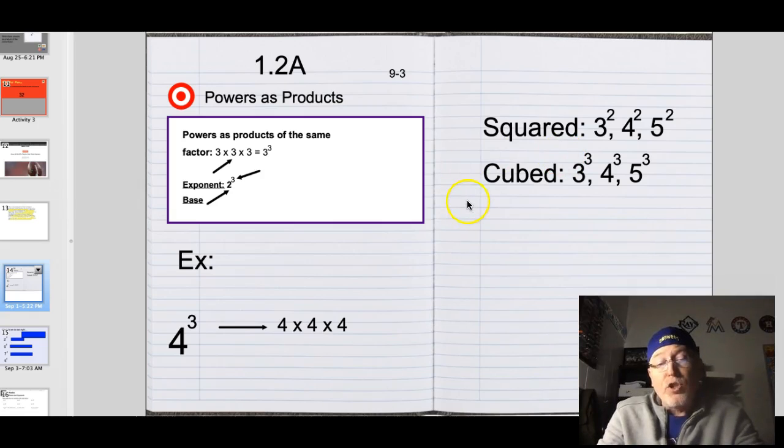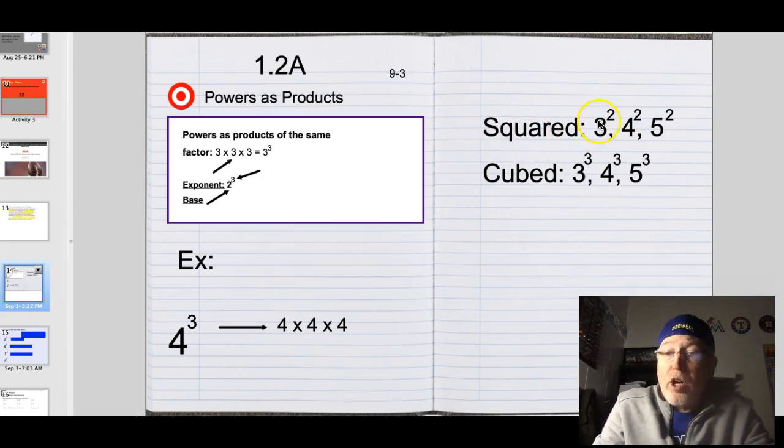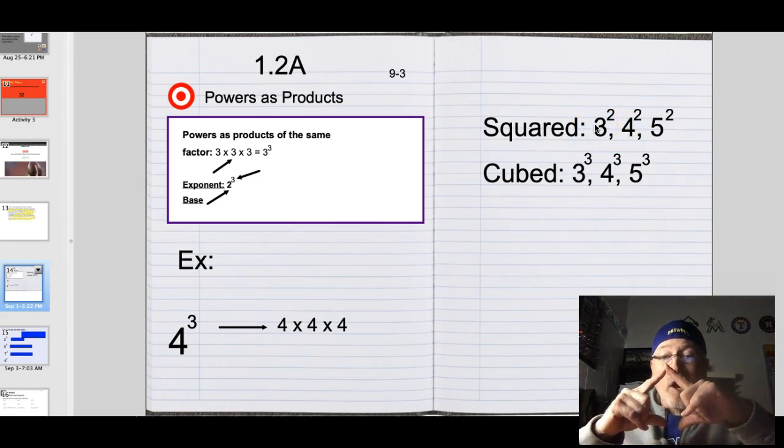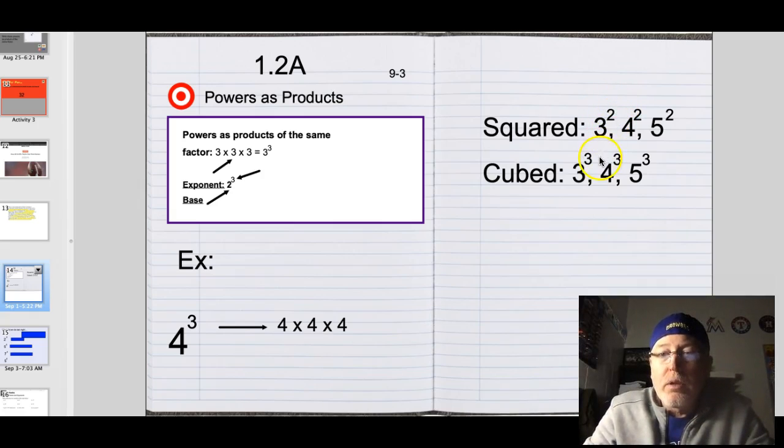Now, a couple other things you're going to have to know. You're going to have to remember that squared means any number that's to the second power. Squared. Think about it. Square. Cubed is anything to the third power. 18 to the third is 18 cubed.